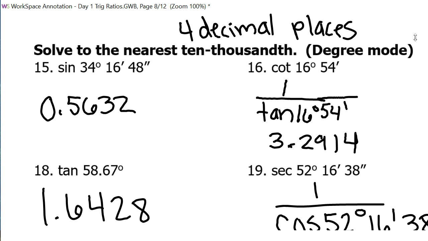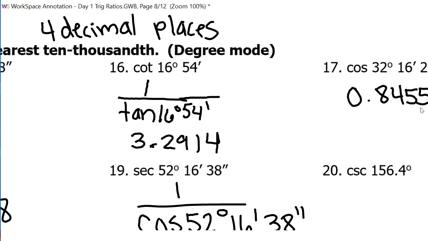And number 20, do we have a cosecant button on the calculator? No. So you'll have to use a reciprocal. So cosecant is the reciprocal for which function? Sine. So you would have to type in 1 divided by sine of 156.4 degrees. 2.4978. I agree, 2.4978. Questions on that section? So if it's not sine, cosine, or tangent, you'll have to do a reciprocal.